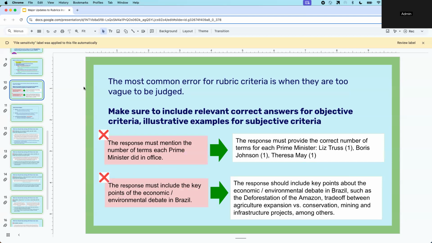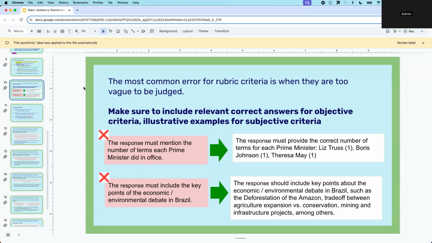So, taking one click deeper into this concept of rubrics, the most common error that we've identified is, again, when a criteria is too vague to yield that yes or no answer that we're looking for. So for example, maybe we have a prompt about prime ministers. In this case, a very vague one would say something like, the response must mention the number of terms each prime minister did in office.